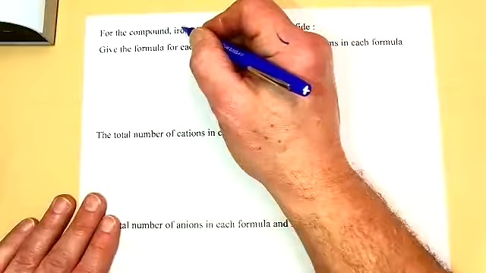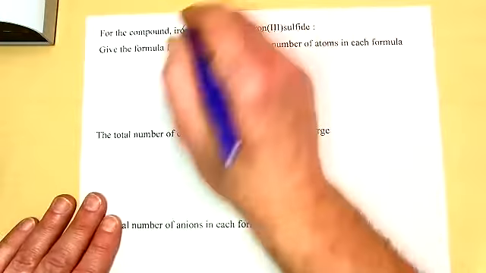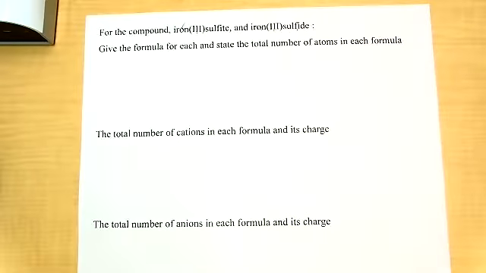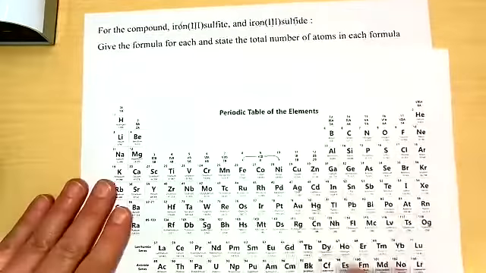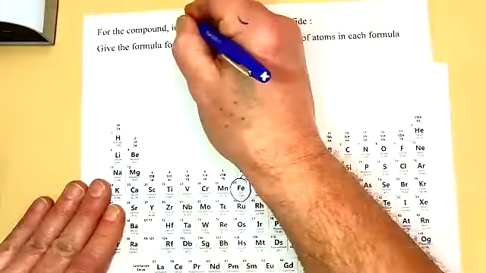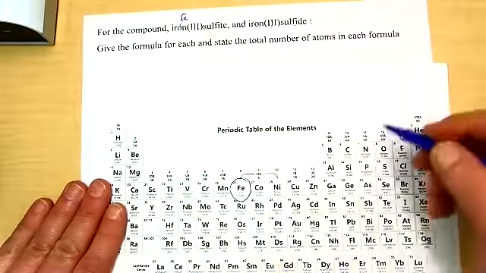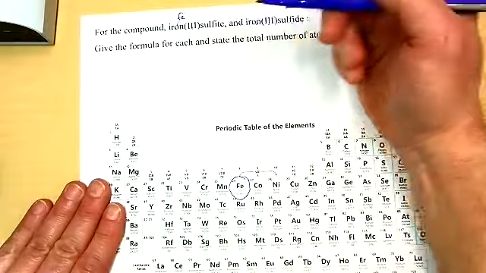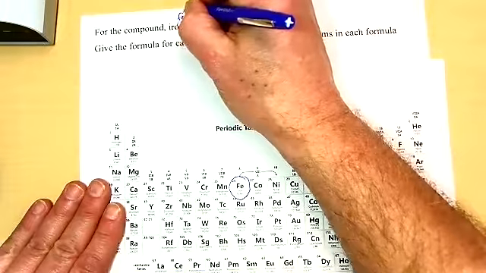First of all, we need to know what iron is. Well, that's an element in the periodic table, and that element of iron is this one here, Fe. The 3 tells us that it has a +3 charge.